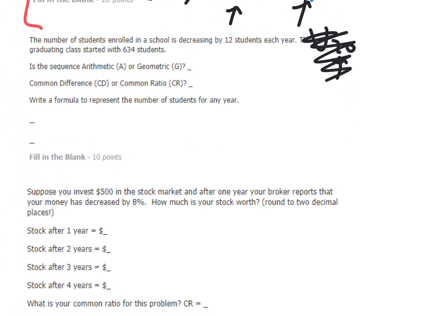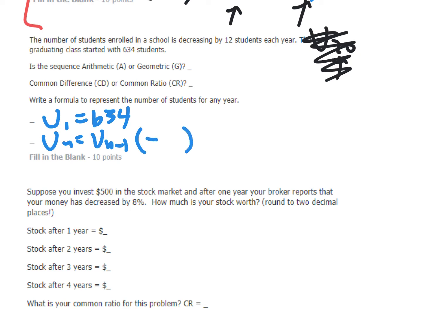The number of students enrolled in a school is decreasing by 12 each year. Oh, so I know it's going to be a minus 12 in my formula. And it starts with 634. All right, so if I go u sub 1 is 634, u sub n equals u sub n minus 1, and then I'm going to go, let's see here, decreasing by 12.